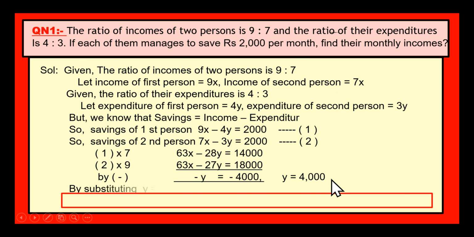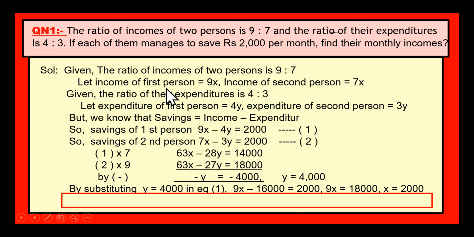Now let us substitute the y value either in the first equation or in the second equation. By substituting y is equal to 4,000 in equation 1, 9x minus 4y, that is 4 into 4,000, is 16,000, is equal to 2,000. So 9x is equal to 2,000 plus 16,000, which is 18,000, and x is equal to 18,000 by 9, which is 2,000 rupees. Finally, we get x is equal to 2,000 and y is equal to 4,000. Look at the question, we have to find the monthly incomes. That is, we have to find the income of the first person and the income of the second person.